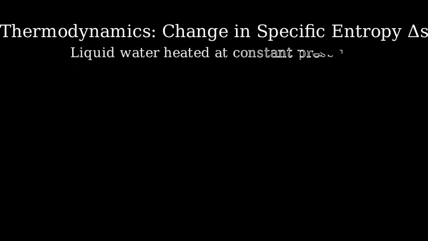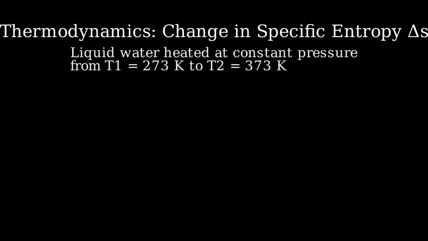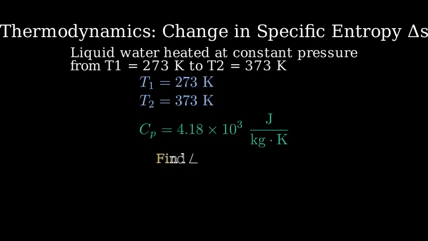Welcome! In this video, we will compute the change in specific entropy for liquid water as it warms from 273 Kelvin to 373 Kelvin at constant pressure. We will use the constant pressure specific heat, 4.18 times 10 to the 3 joules per kilogram Kelvin. Our goal is delta S, the change in specific entropy, in joules per kilogram Kelvin.